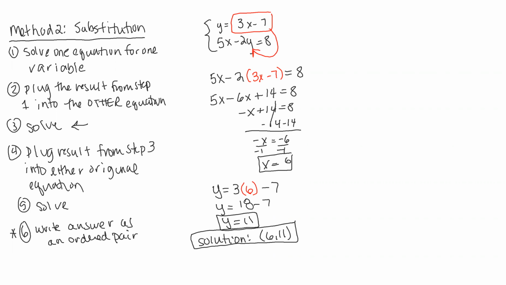All right, let's do one more like this. So for the next example, let's look at 3x + 2y = -1, and then x - y = 3.